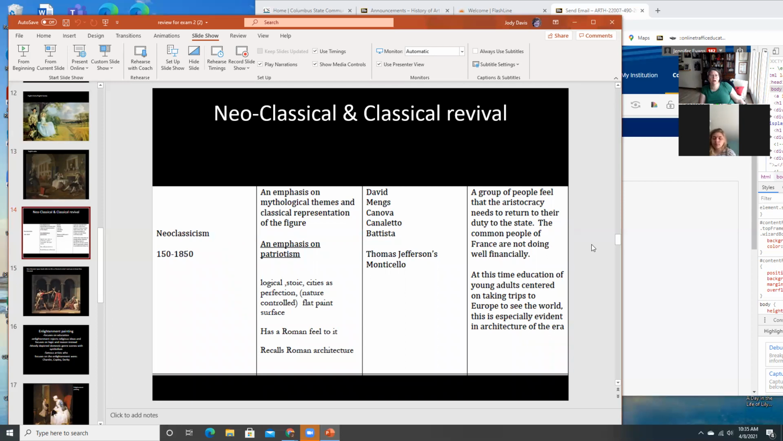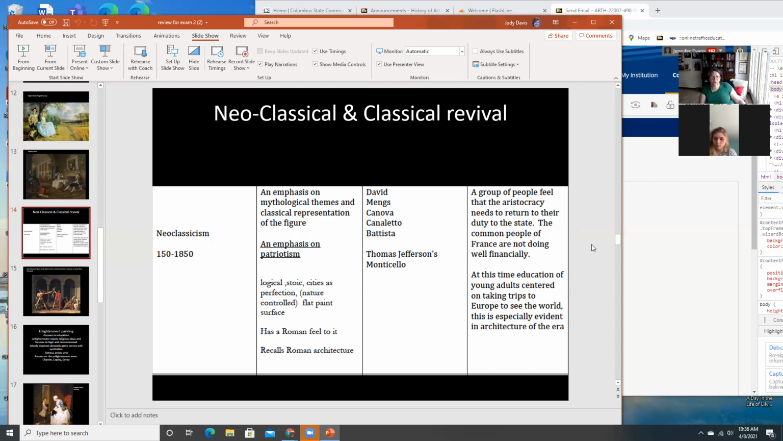That is the part that goes back to the classical. So it was a sense of classical revival because you were seeing lots of themes that look like people are dressed in Roman clothes and stuff like that. There's an emphasis on patriotism. The works of art are more logical and stoic. The cities are painted in a sense of perfection. The painted surface is very flat. It tends to have a Roman feel to it and it recalls Roman architecture.